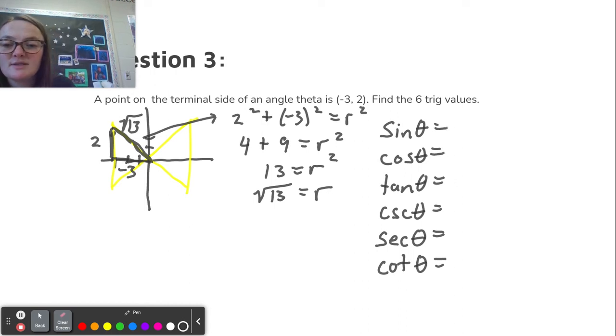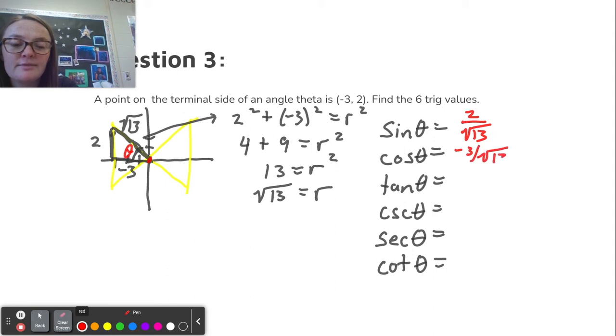Sine, we already talked about today. Well, once again, we're going to orient this triangle such that its angle theta is touching the origin. Sine is opposite, which is 2 over hypotenuse, which is radical 13. Cosine is -3 over radical 13. Tangent is opposite over adjacent, which is 2 over -3.